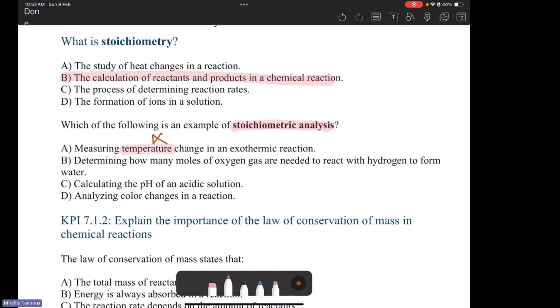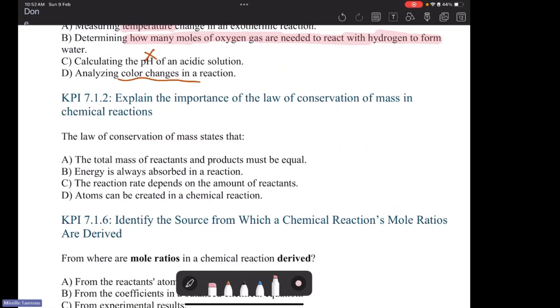Definitely not related to measuring temperature, not the pH of acidic or color or whatever. It just talks about quantities. Quantities. Next, explain the importance of the law of conservation of mass.